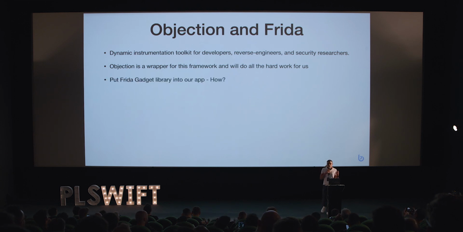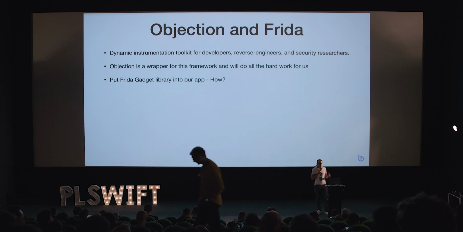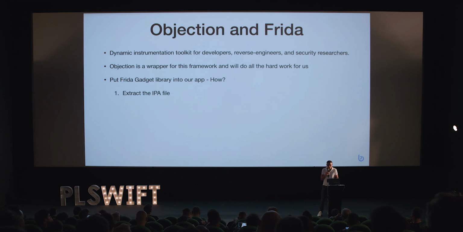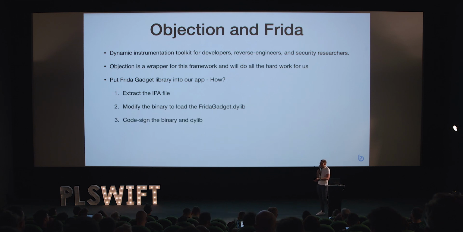So in order to use those things, you have to put the Frida gadget, the library, the dylib, into your application. How to do that? I'm just briefly summarizing how this works. Of course, it's much more complicated, otherwise everybody would do it. You need to extract the IPA file. Then you have to modify the binary in order to load the dylib into your application. Then you have to code sign the application once again with the dylib file. And after this, you have to repack the updated, I mean, this new version of the IPA file.